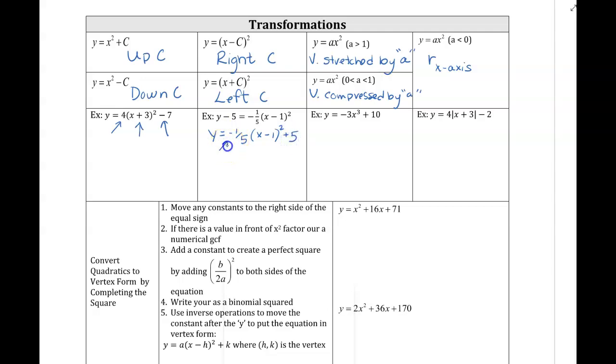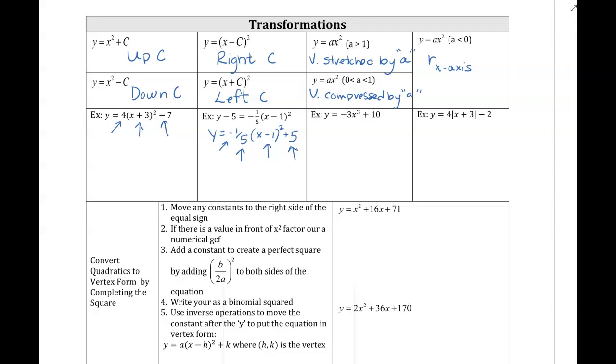So that negative out front would tell us it was reflected over the x-axis. It was vertically compressed by 1/5. We have a left-right shift here. I know that because of the parentheses. So that would be shifting right 1, and the plus 5 just means it would go up 5.